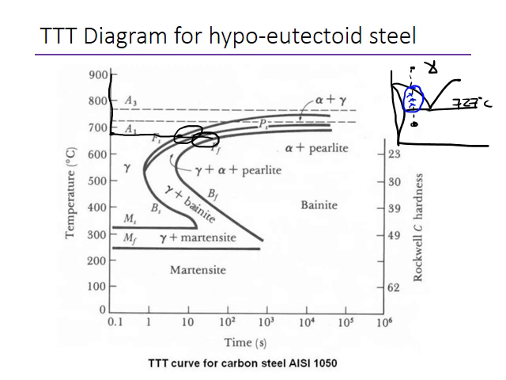So if quenching happens to be between these temperatures, you will still be able to see a little bit of the primary ferrite. That's why you are crossing and you are forming a little bit of primary ferrite in this region.